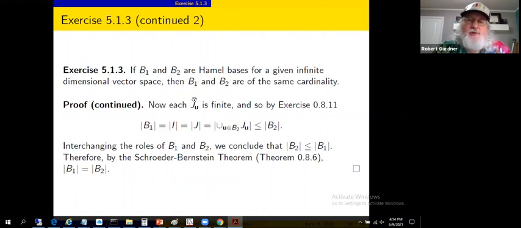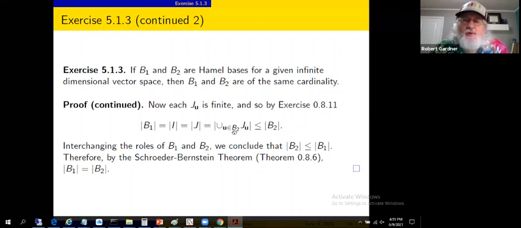Now, for each J sub U, remember that was the indices required to express vector U in terms of basis elements in basis B sub 1. But each of those is finite. Exercise 0.8.11, the exercise that dealt with collections of finite sets. I told you we were going to use that in terms of the indices. What that will give us then is that the cardinality of basis B1 was the same as the cardinality of I. That's one of the first things we said. We just argued that I and J are equal sets, so we get equalities in their cardinality.